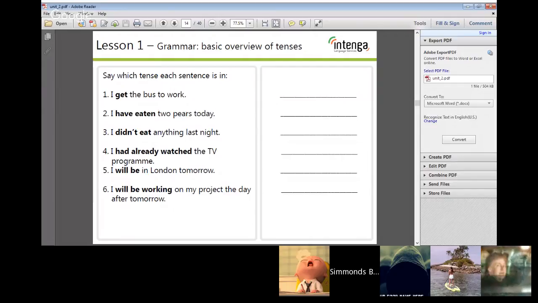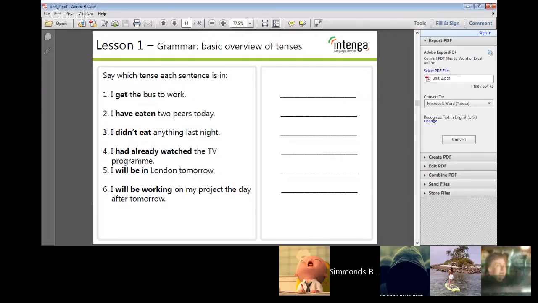So let's look at number 3. I didn't eat anything last night. What tense is this? Past indefinite. Oh, sorry, the past simple, I would say. Yeah, the past simple. And how do we know when to use this? What in this sentence is helping us to use the past simple?